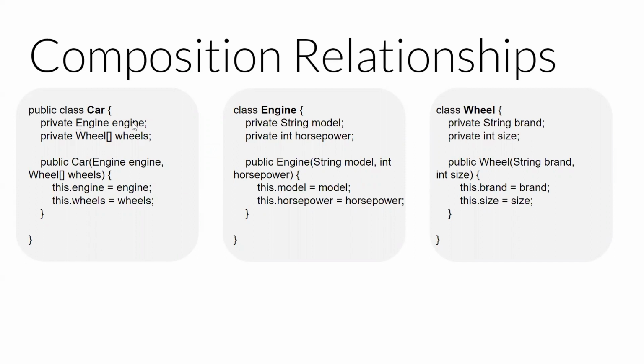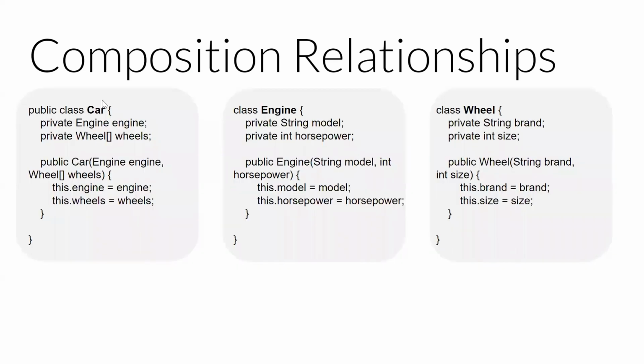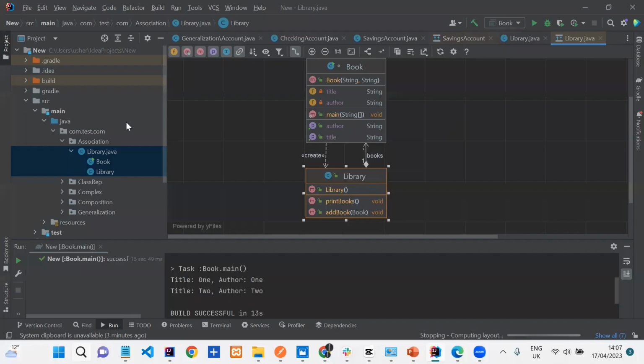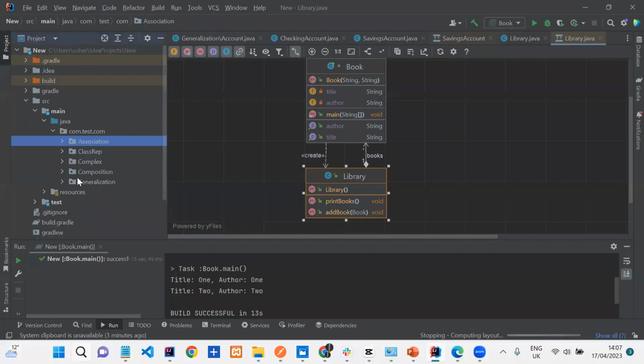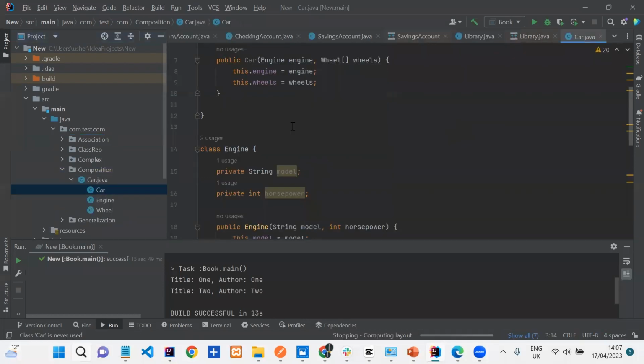Here is an example of a composition relationship: class Car, class Engine and class Wheels. So a car can have only one engine and an array of wheels. And here is our IDE and an example of such classes and relationship.